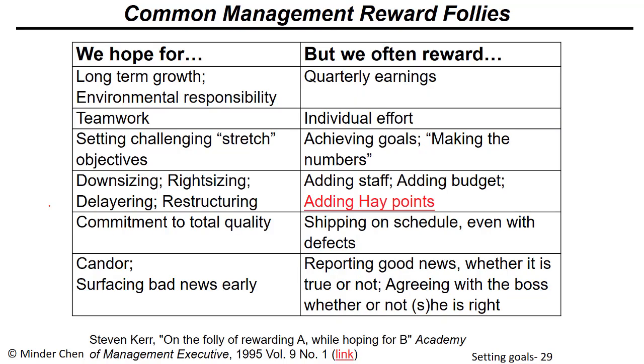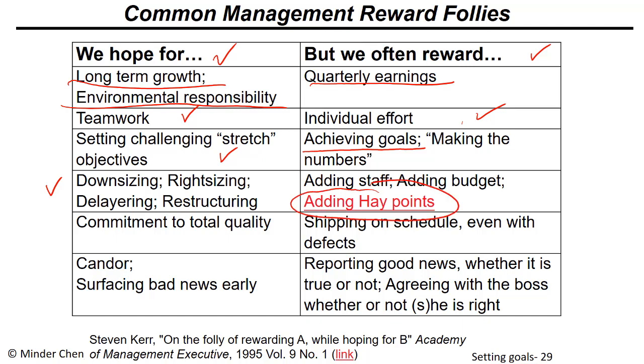In his article, he lists in a table what we were hoping for and what we often reward. Basically, we hope for long-term growth and environmental responsibility, but we tend to reward near-term quarterly earnings. We hope for teamwork, however, a lot of the time we only measure the individual effort instead of the team effort. We should try to set challenging stretch objectives. However, a lot of the time we reward people who achieve goals, who make the number.